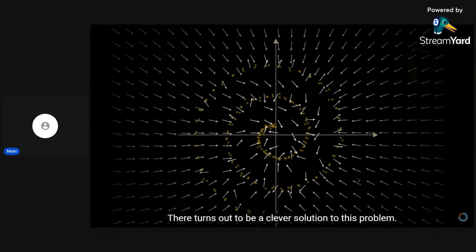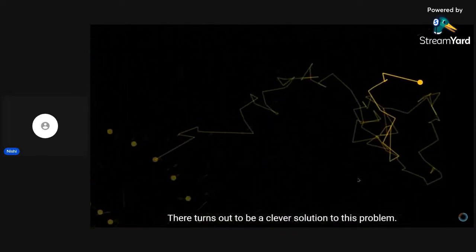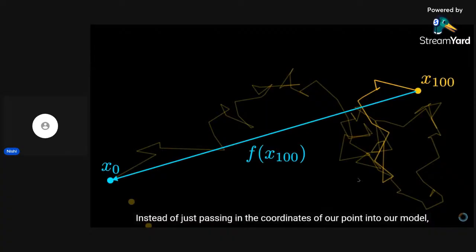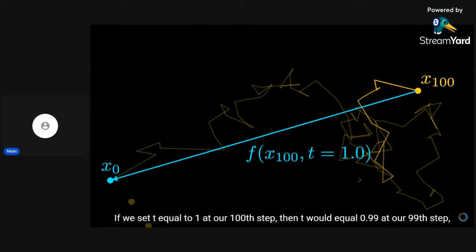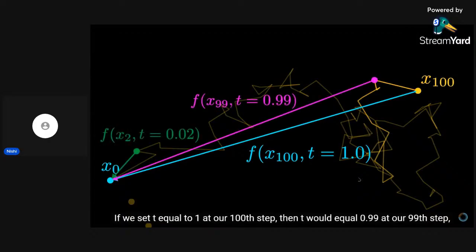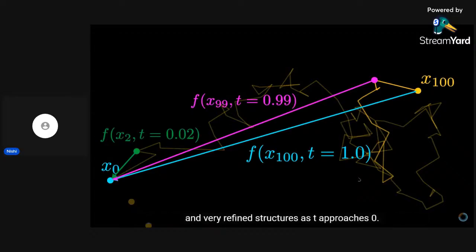There turns out to be a clever solution to this problem. Instead of just passing in the coordinates of our point into our model, which we'll write here as a function f, we can also pass in a time variable that corresponds to the number of steps taken in our random walk. If we set t equal to 1 at our 100th step, then t would equal 0.99 at our 99th step, and so on. Conditioning our models on time like this turns out to be essential in practice, allowing our model to learn coarse vector fields for large values of t, and very refined structures as t approaches 0.